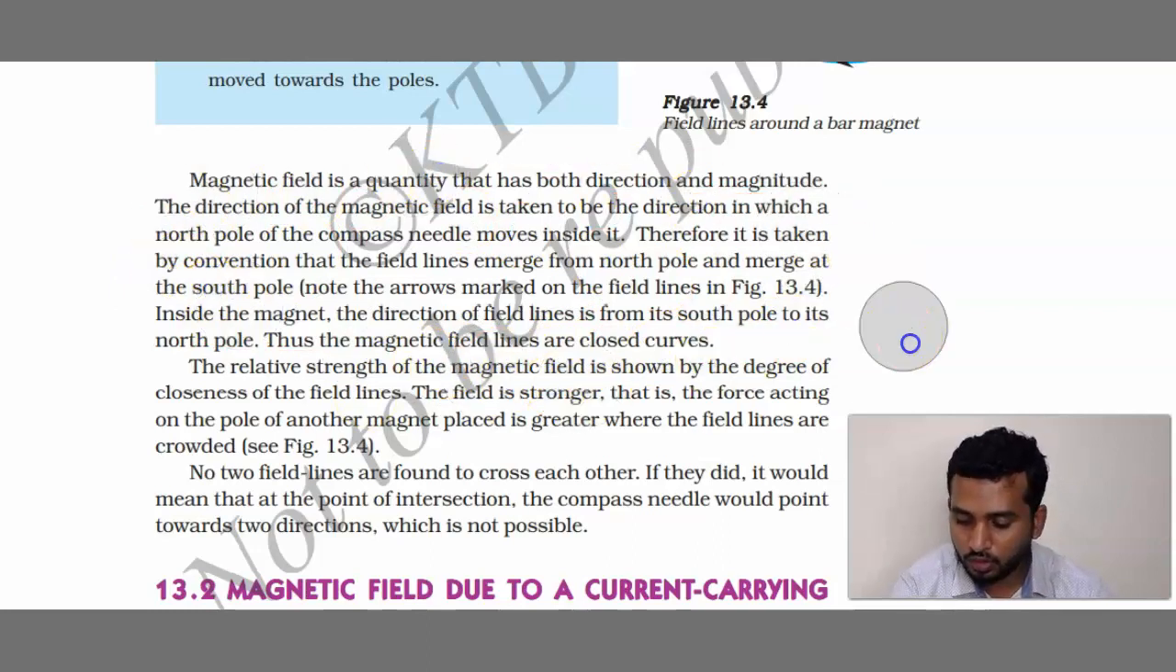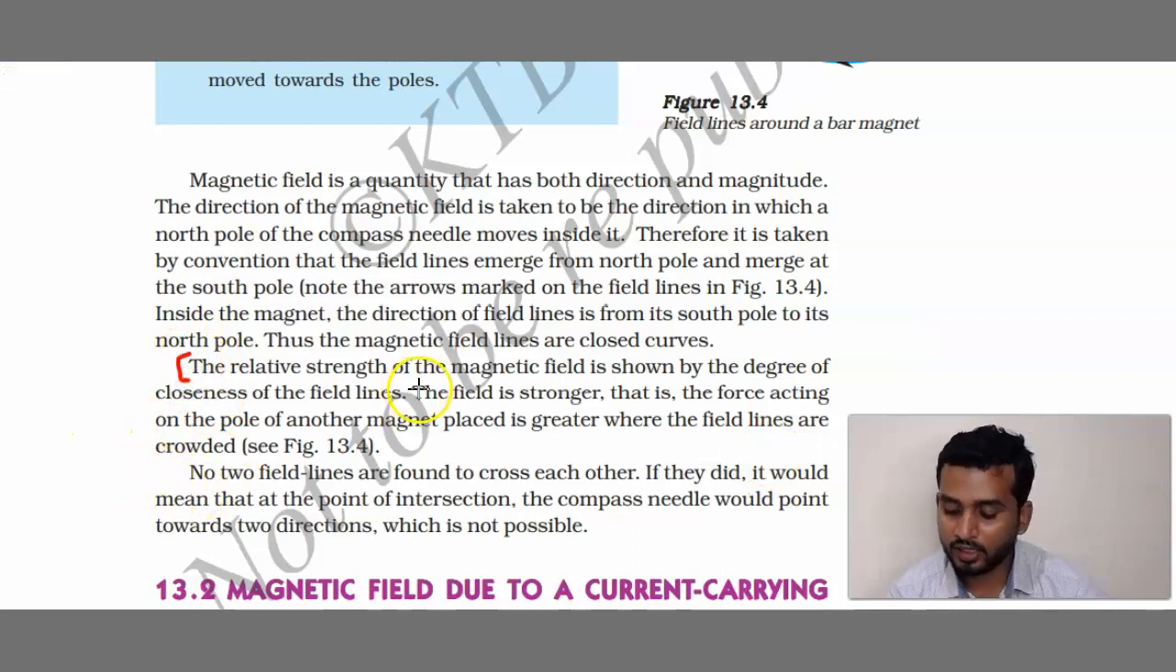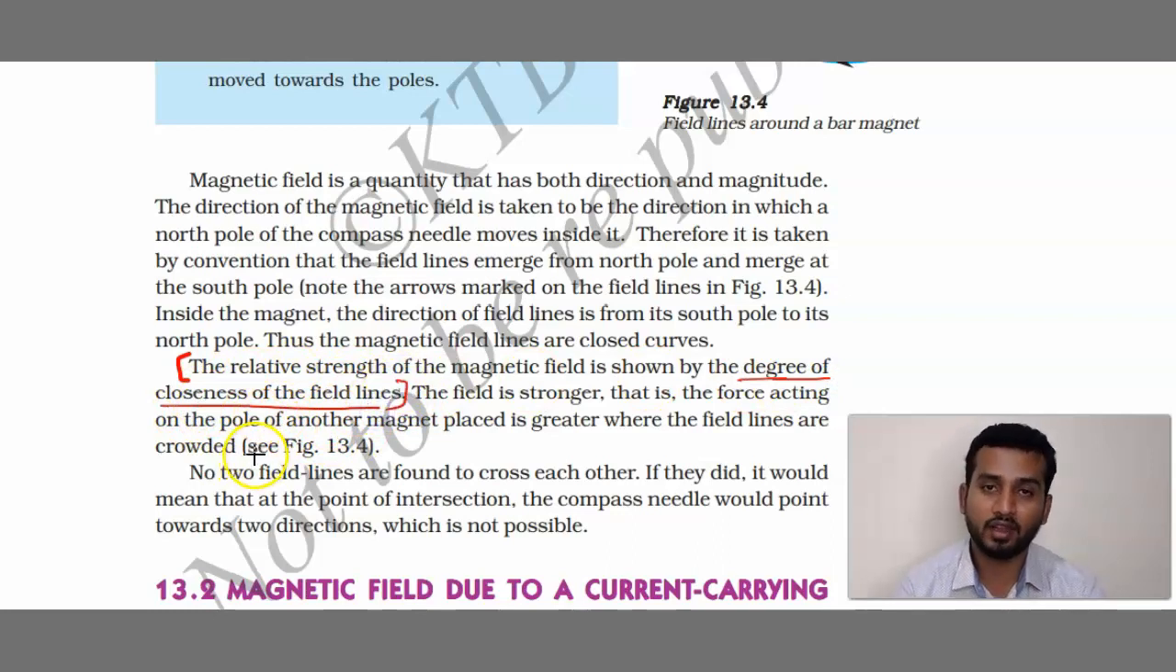Very important, you have to remember this paragraph. The relative strength of the magnetic field is shown by the degree of closeness of the field lines. You have to remember this sentence. So how can you get to know the strength, whether it is weak or strong? We check by the degree of closeness of the field lines. It's one more question: how can you check the strength of the magnetic field? By the degree of closeness of the field lines.